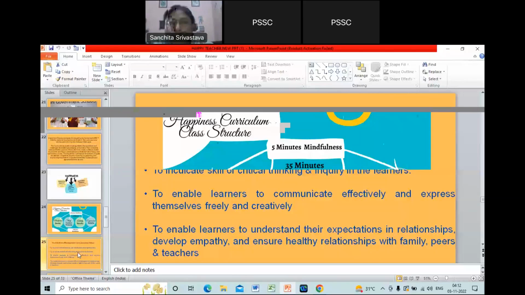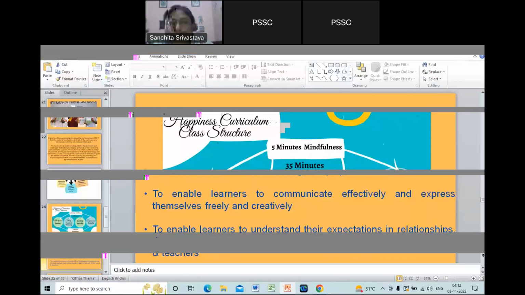Then enable learners to communicate effectively and express themselves freely and creatively. So this is another very, very important point where the learner has to be trained to communicate. See, we should be good listeners. Being good listeners, we can effectively express ourselves freely and creatively, and then to enable learners to understand their expectations.